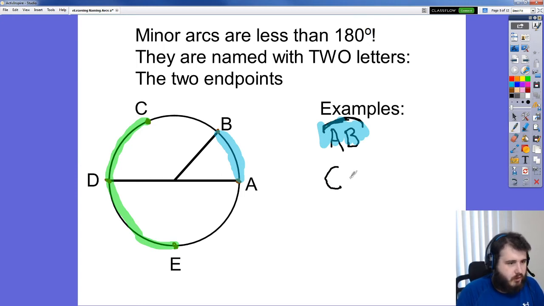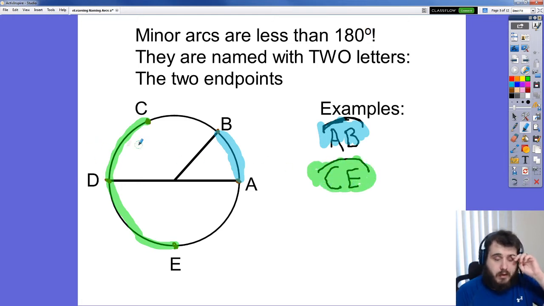We're just going to call it by its two endpoints. We're going to call this arc C, E. And again, put the little arc symbol over it, so we know that's what we're talking about, from C to E, and that's the green one. That's the one that we're talking about right here, going straight from C all the way to E. And we are specifically ignoring point D because we only care about telling you what the endpoints are. That's how we say what a minor arc is.